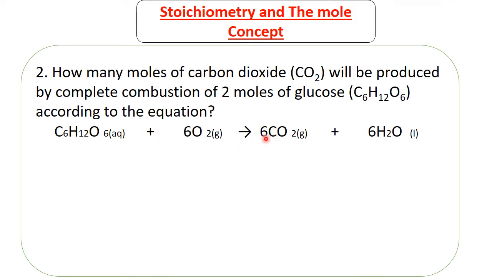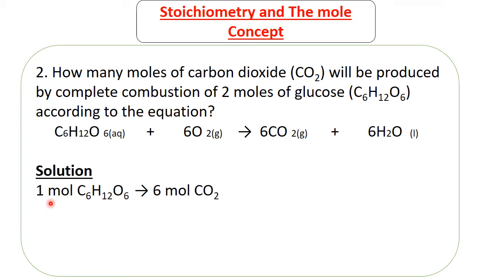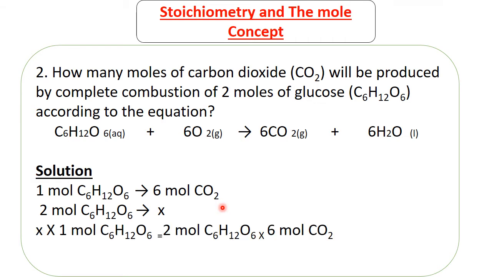So this equation is going to help us determine that. In this equation, we can see 1 mole of glucose producing 6 moles of carbon dioxide. Then for the 2 moles of glucose that have been given, how many moles of carbon dioxide is it going to produce? So we cross multiply. 1 times x is x, and 2 times 6 gives us 12. So this is the cross multiplication, x times 1 and 2 times 6.